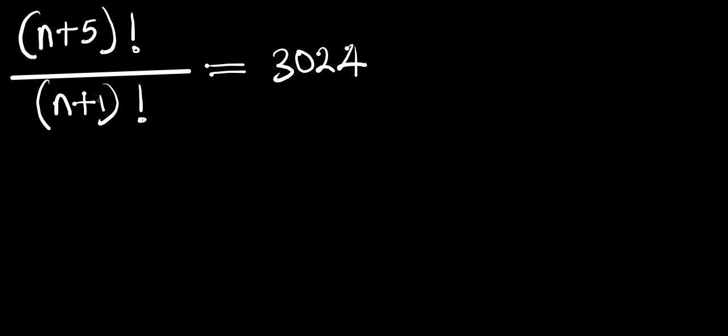Hello, in this video we have this interesting factorial problem. We have (n+5)! divided by (n+1)!, and this equals 3024. We are going to solve for the value of n.